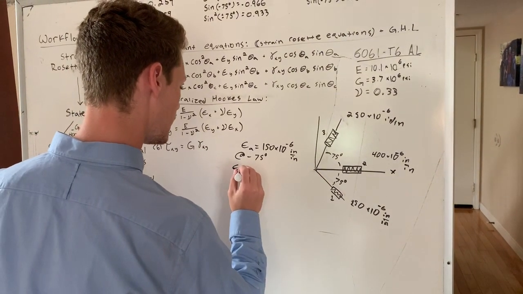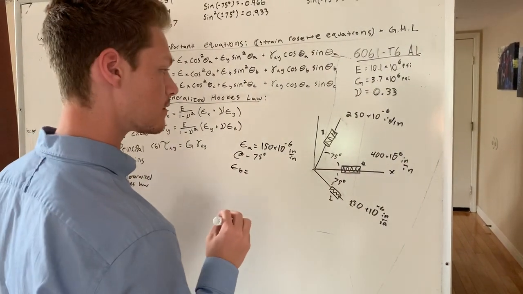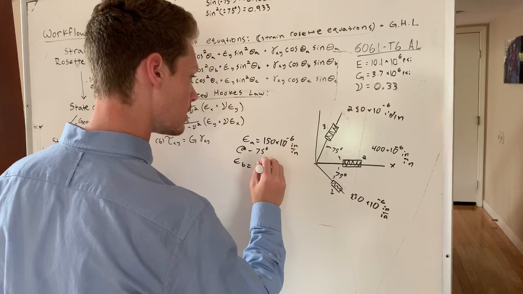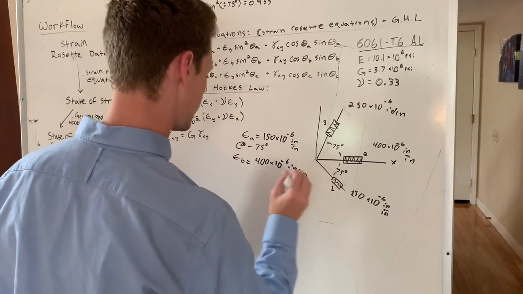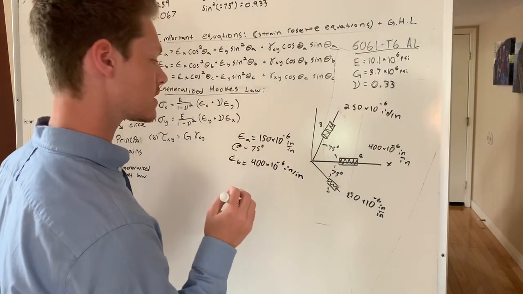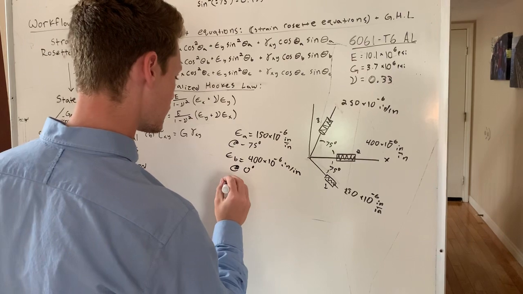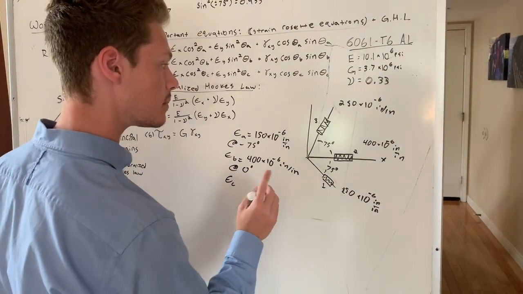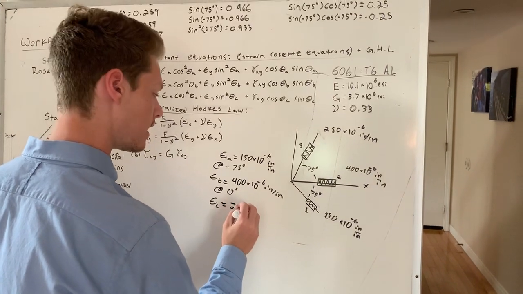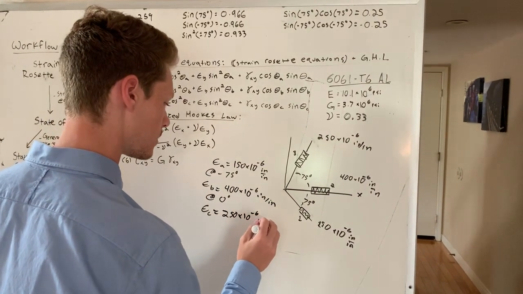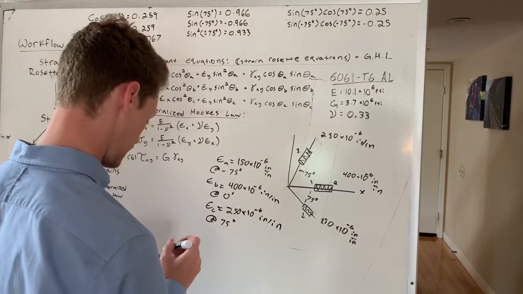Strain B is going to be right in the middle here. It's going to be gauge number 2. And for this one, we have 400 times 10 to the negative 6 inches per inch. Now we have strain C at 0 degrees. And strain C is going to be this number 3 gauge here, 250 times 10 to the negative 6 inches per inch. And this one's going to be at positive 75 degrees.